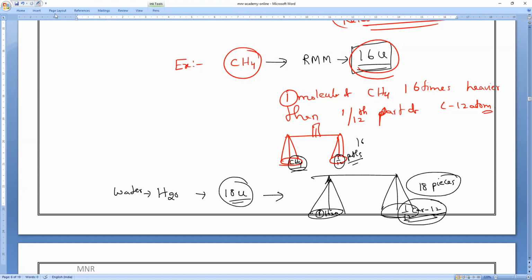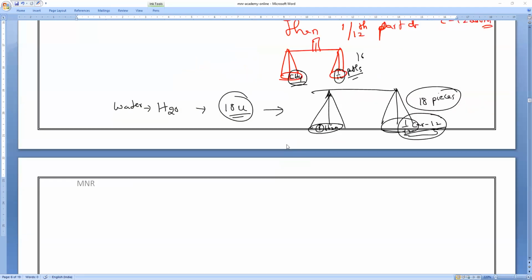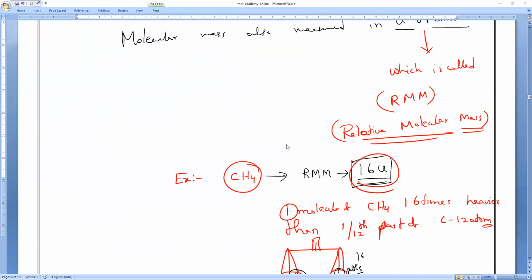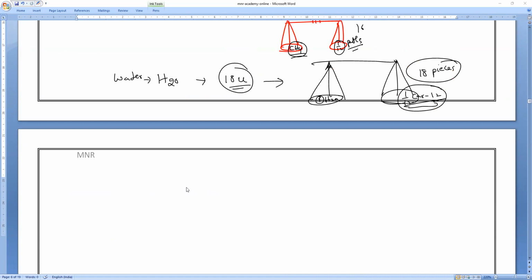Understand? Any doubt you can ask me. Do you understand or not, guys? Clear or not? Yes, that is what you have to remember. So this is what we call RMM, relative molecular mass. Any doubt? This is what it is.